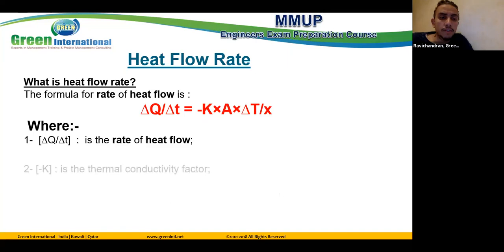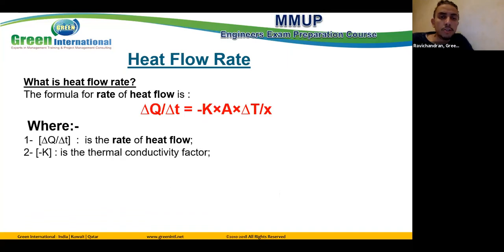Here, as you see, the first equation is related to heat transfer rate for conduction. Q by T is Q dot, which refers to heat transfer rate. Q alone is not heat transfer rate; it is heat, as in the first law of thermodynamics. But here, Q by T is the rate of heat. It equals minus K A delta T by X. This is the conduction equation.